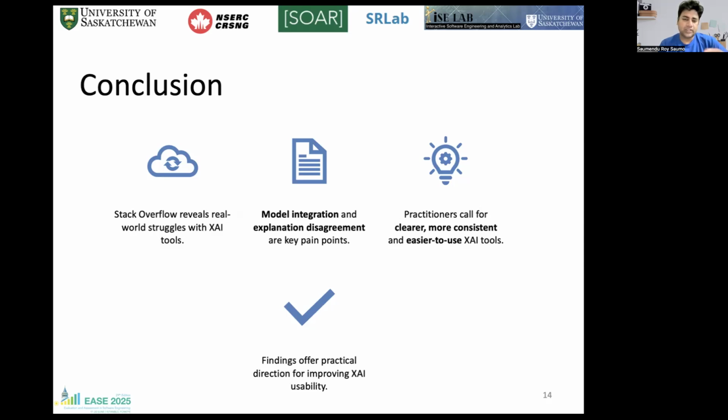So the conclusion, in a nutshell, we can say that from the study, we can understand the severity of each problem, and we find that the inconsistency problems are more severe from the practitioners' end.